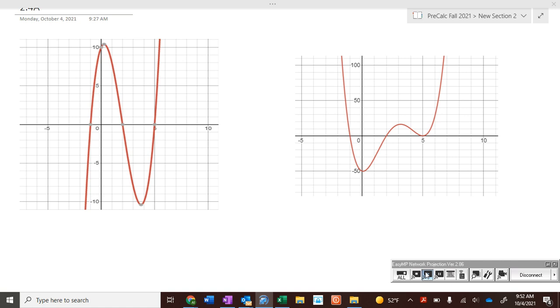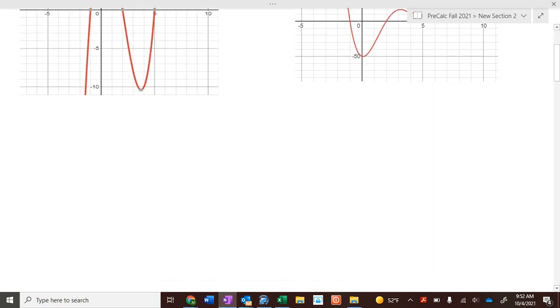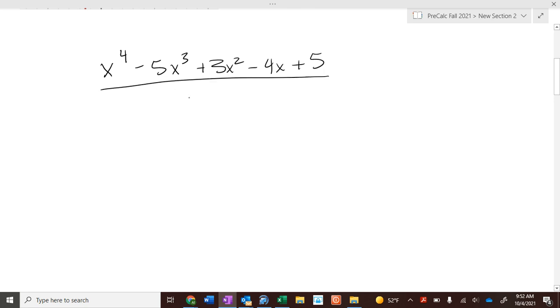Okay, here we go. A little algebra 2 review. So we just talked about these graphs, a little review on the board. But what we're going to do is take a function like x squared would be way too easy. x to the fourth minus 5x cubed plus 3x squared minus 4x plus 5, divided by x minus 1.